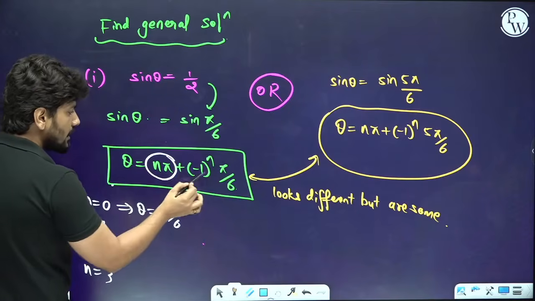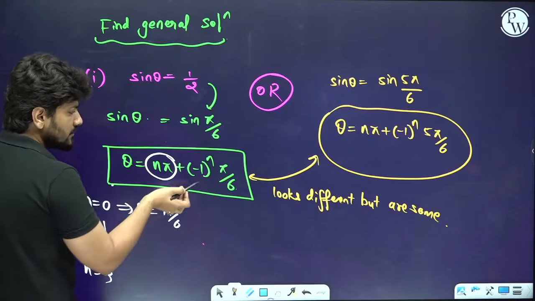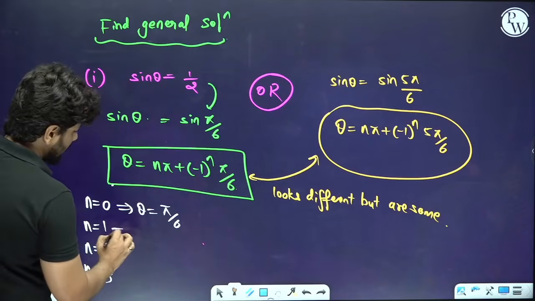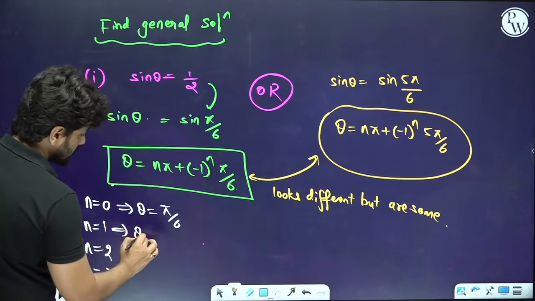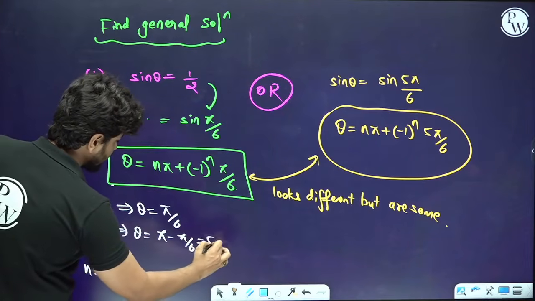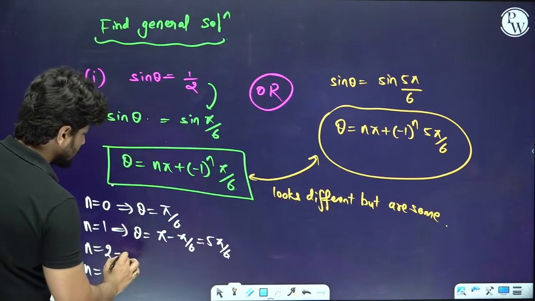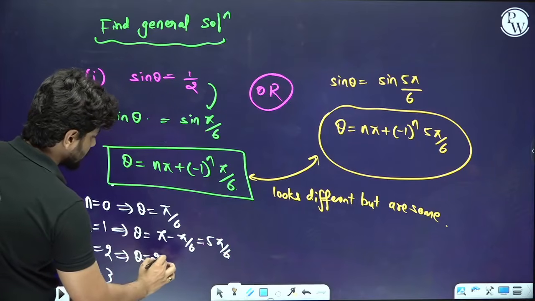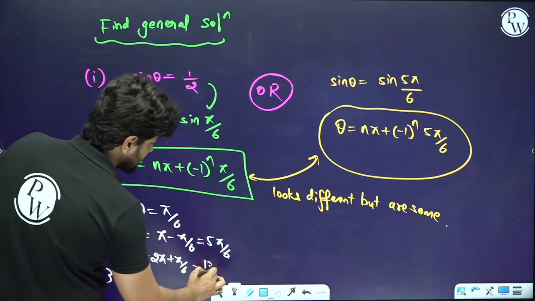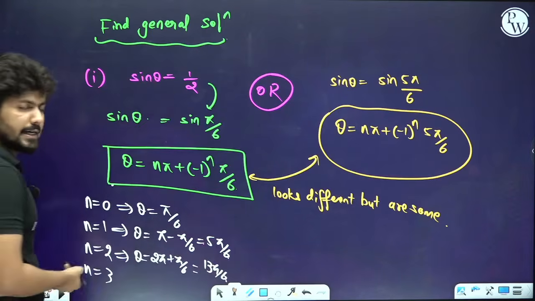This becomes 0, and minus 1 raised to the power 0 will be plus 1. So plus 1 into pi by 6, we get pi by 6, correct? If you put n as 1, we get pi minus pi by 6, which is 5 pi by 6. If you put n as 2, we get theta is equal to 2 pi plus pi by 6, that is 13 pi by 6, and so on, right?